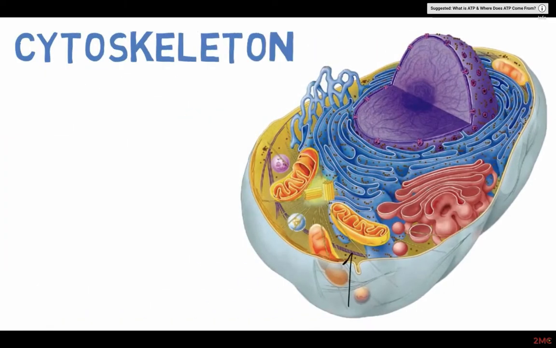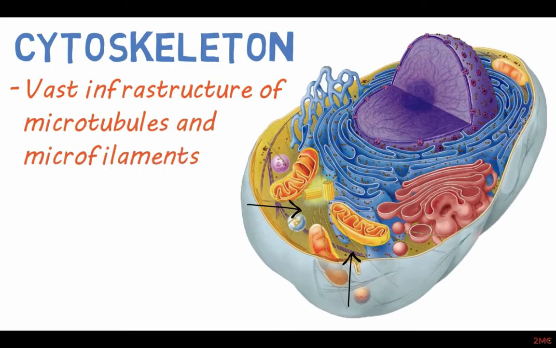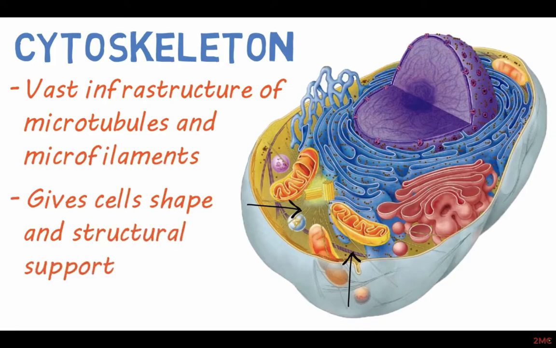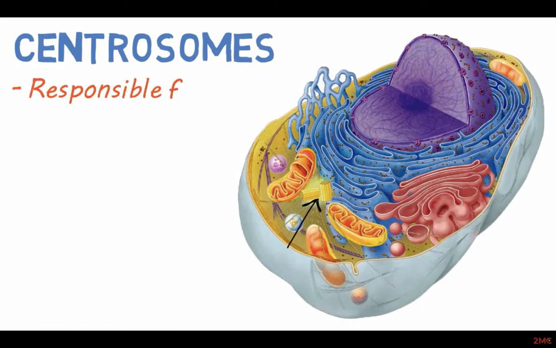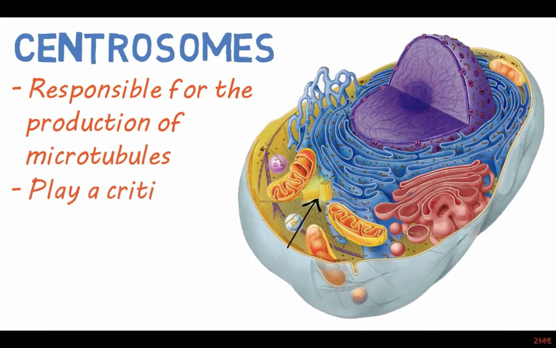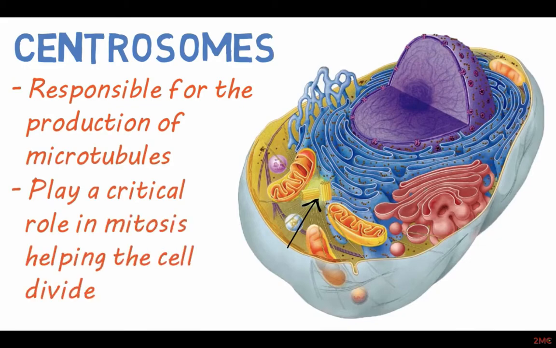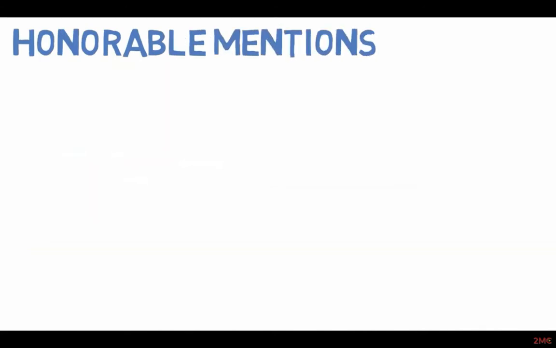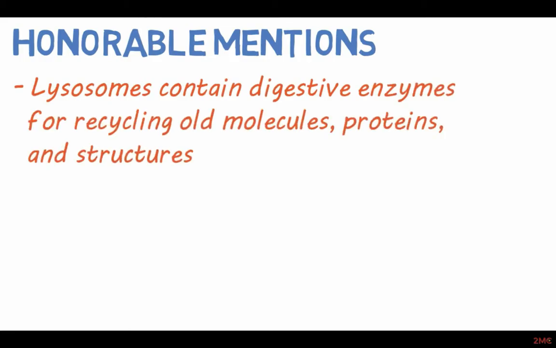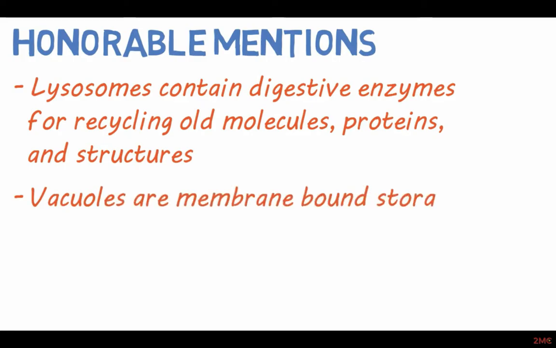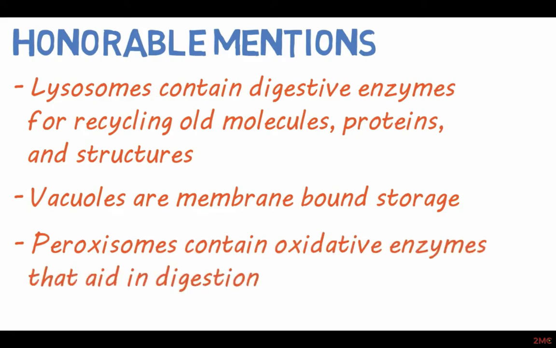The cytoskeleton is the structure and framework of the cell. It contains a vast infrastructure of microtubules and microfilaments. It gives cells their shape and structural support. The centrosomes are usually located near the nucleus and are responsible for the production of microtubules. They also play a critical role in mitosis by moving to the ends of the cell and helping it divide. I'll throw in a few honorable mentions here that you will want to be aware of. Lysosomes contain digestive enzymes and are responsible for recycling old molecules, proteins, and structures. Vacuoles are membrane-bound storage containers, and peroxisomes contain oxidative enzymes that also aid in digestion.